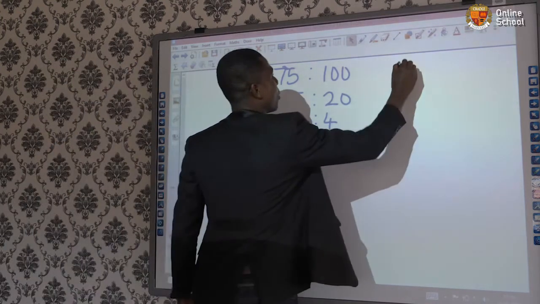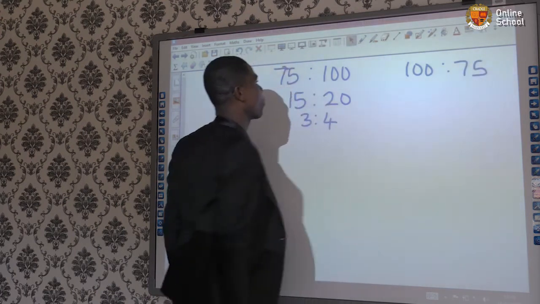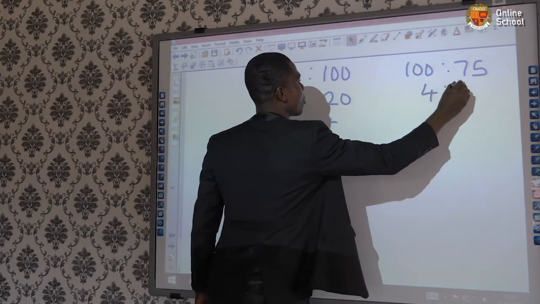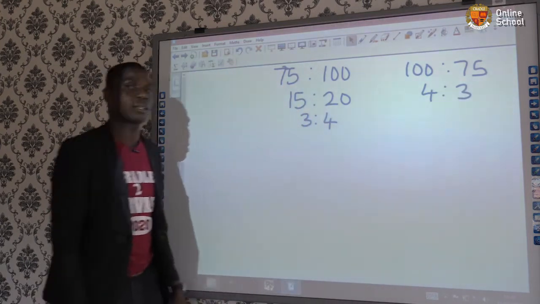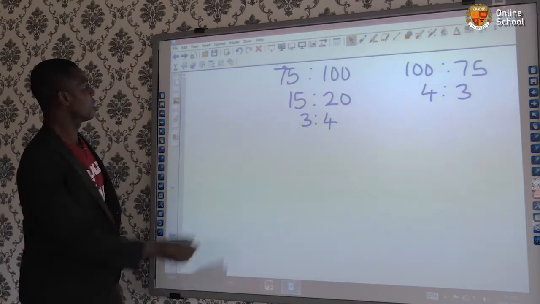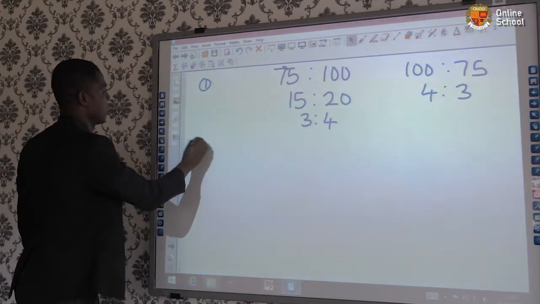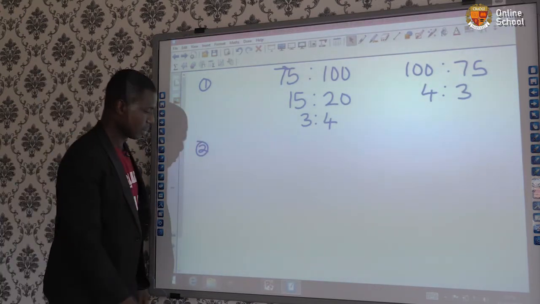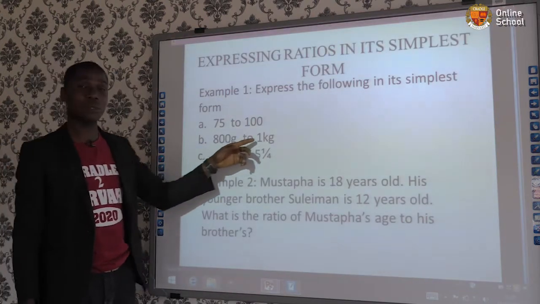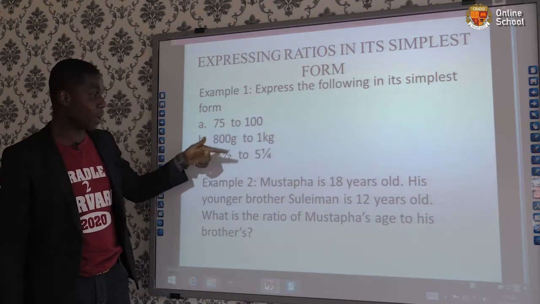Also, 100 ratio 75, when you break it down to its lowest term, it will be what? 4 ratio 3. Isn't it? Good. This was example 1. Do we have any other example? Yes. Similar, but let's do it. What was here? 800 grams to 1 kg.